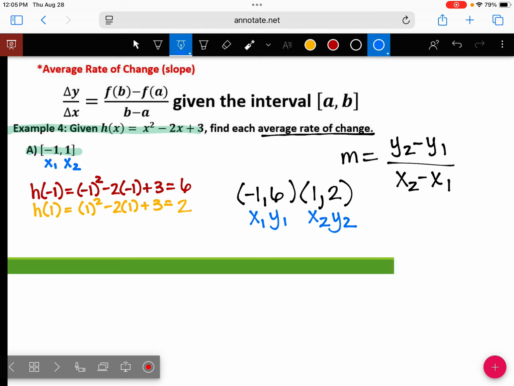So go ahead and substitute in those numbers into the slope formula. You do need to know this formula. I'm not going to give this to you on the test.